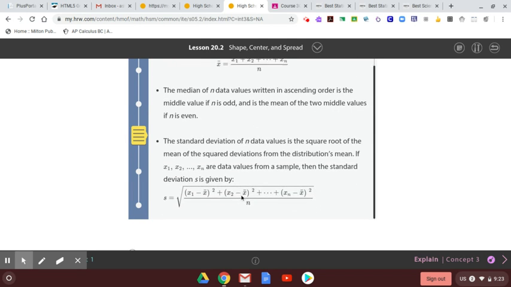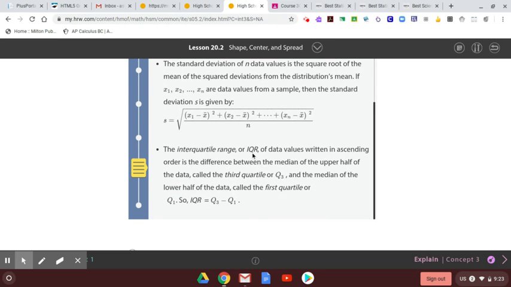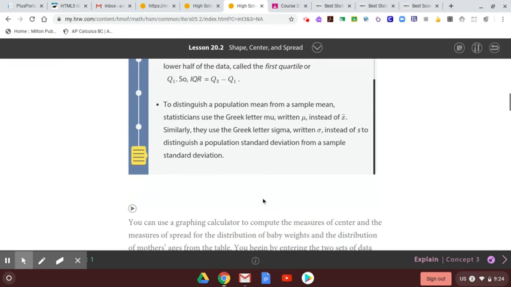Then we have the standard deviation, which is done by long computations, but there are two types of standard deviations the calculator will give you, and we'll talk about which one we're going to use. And then we have our interquartile range, where Q3 and Q1 are the medians of the upper half and the lower half. So the difference between them is the interquartile range. And then there are different notations for mean: there's mu and there's x bar, different between the sample standard deviation and the population standard deviation.